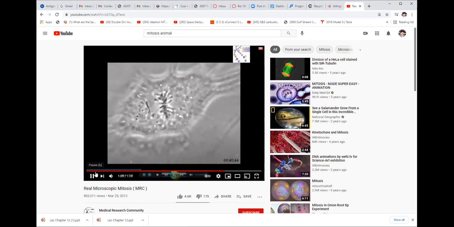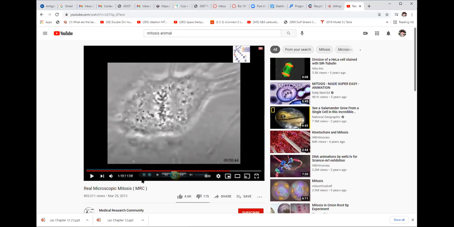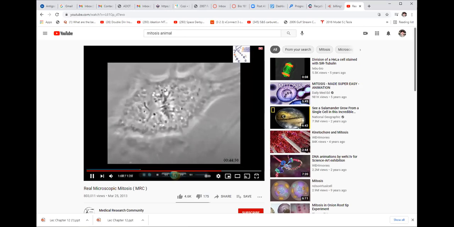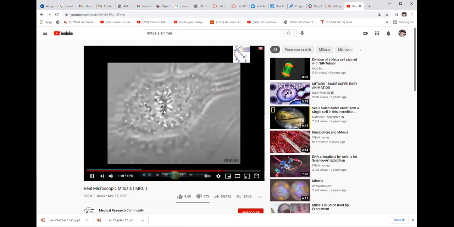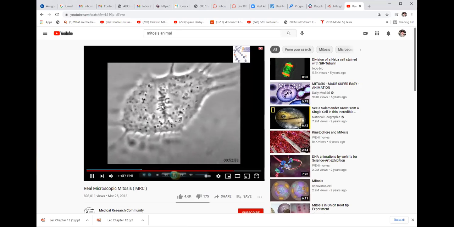It's kind of interesting. See this chromosome over here? It's not lined up. That means it hasn't attached to the microtubule, and it will stop cell division until this thing gets in the middle. So that's kind of cool. That shows you how important this process is. It will stop cell division in metaphase until that gets to where it's supposed to go.